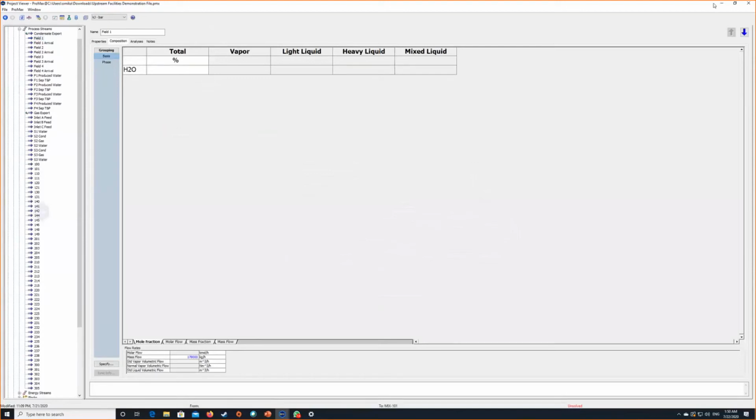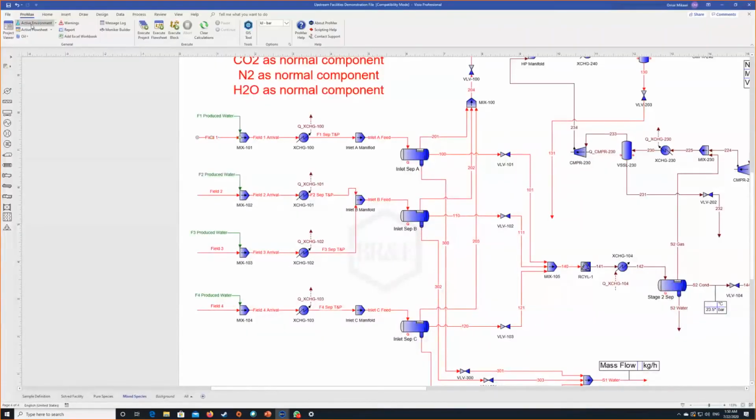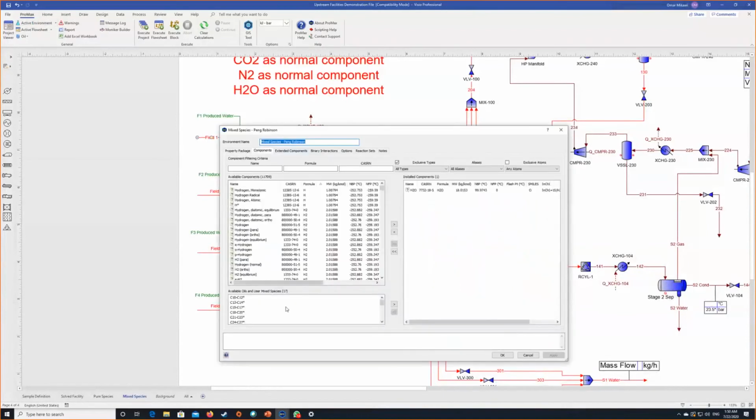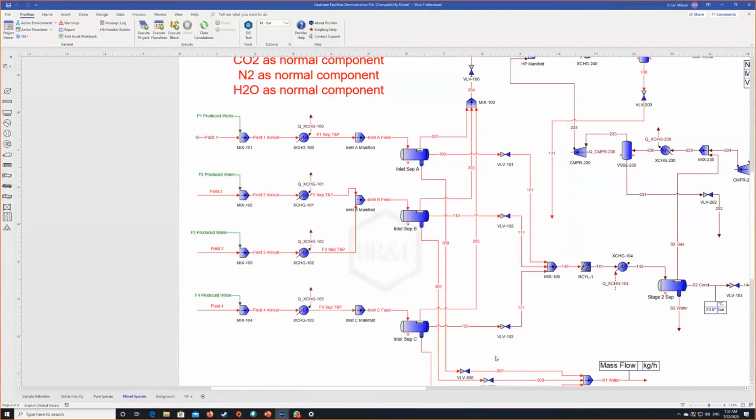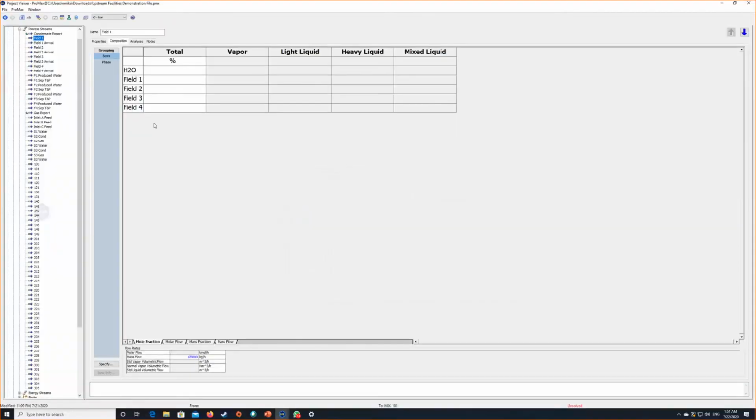So I'm going to go into this environment and add the mixed species that I've created, okay? So if I hit active environment, under components, I have all of my oils down here on the bottom left-hand side. But I also have my mixed species. So I just need to scroll down and find them. There are my mixed species, fields 1 through 4. Can highlight all of them, add that to the environment, and hit OK. So now when I go back to any of these streams, we'll see under the composition tab an option to add field 1, field 2, field 3, field 4.